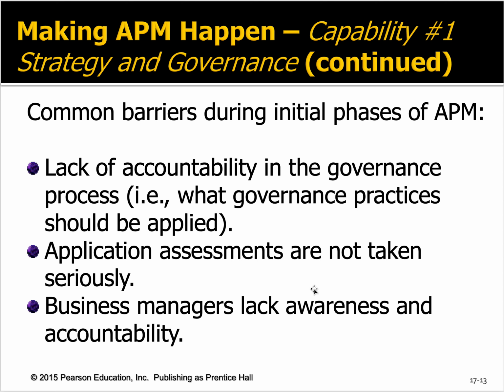Common barriers in the initial phases: lack of accountabilities in governance. Application assessments are not taken seriously. That's how that vice president of procurement lost his job. Business managers lack awareness and accountability. Well, I don't know about awareness and accountability. They were used to, if I need a software, if I need an application, and if I have enough money in my budget, I can go do it. Well, those days are gone. Maybe they've left a little bit of money for some small things, for some testing, but the bulk of the money is better managed now, in the budgeting process of what gets done.